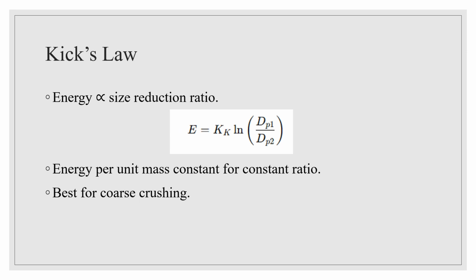Next, the second law is Kick's law. In Kick's law, energy is directly proportional to the size reduction ratio, where E is equal to Kk ln(dp1/dp2), where Kk is Kick's constant, dp1 is the initial particle size, and dp2 is the final particle size. So energy per unit mass is constant for a constant ratio, and Kick's law gives the best result for coarse crushing.